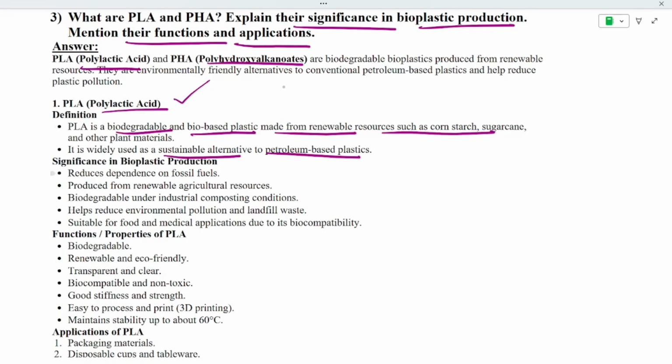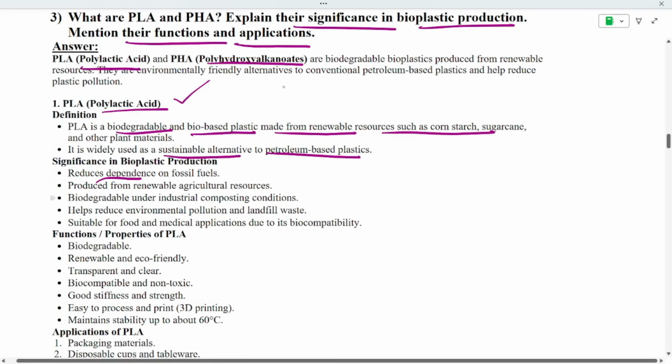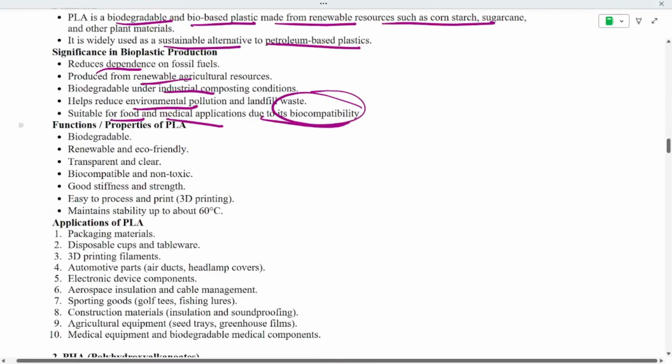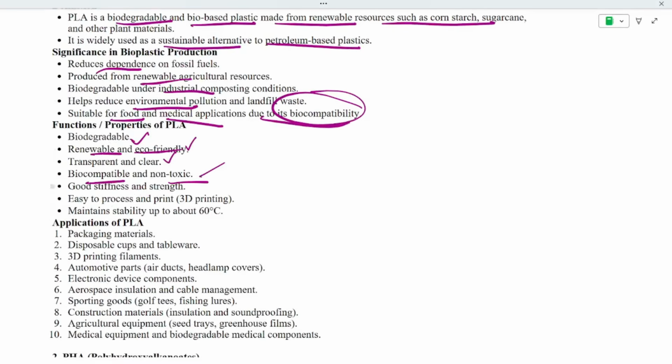Okay, plastics. Next, significance: it reduces the dependence on fossil fuel. There is no need to depend on fossil fuel when PLA is there, and it is renewable and used in industrial composition. It reduces environmental pollution. It is suitable for food and medical applications due to its biocompatibility, that is, it is biodegradable. Okay. Functions: biodegradable, environment friendly, that is eco-friendly, renewable, transparent and clear, biocompatible, non-toxic, good stiffness and strength, easy to process and print, and maintains stability up to 60 degrees Celsius.